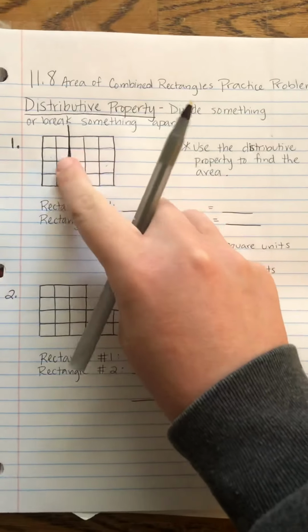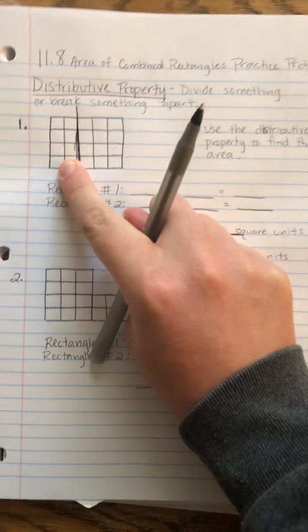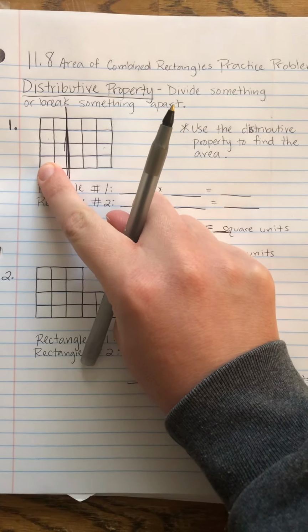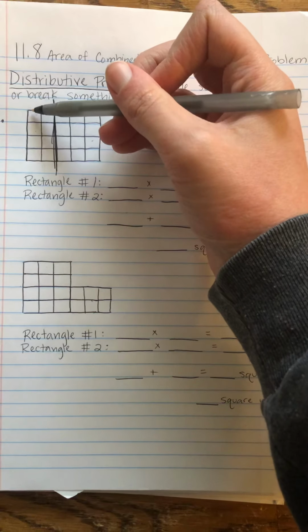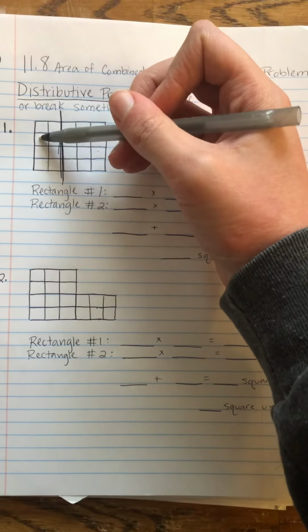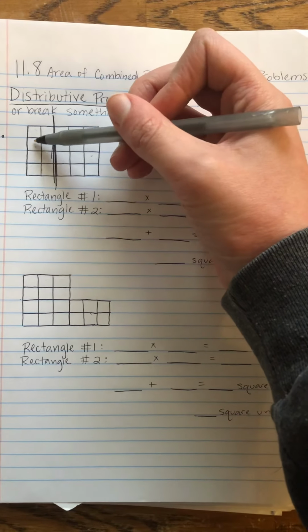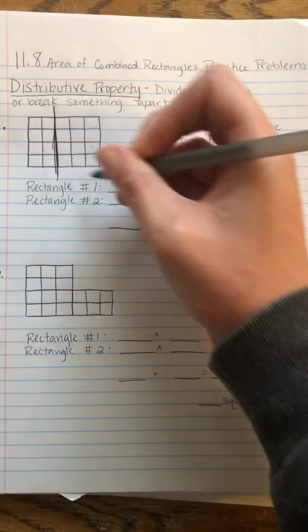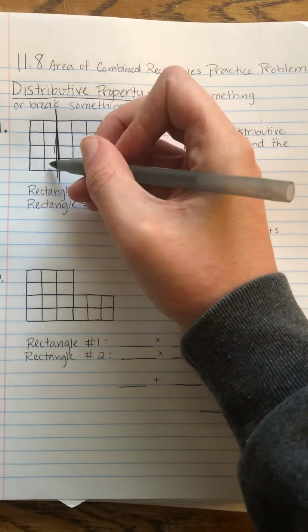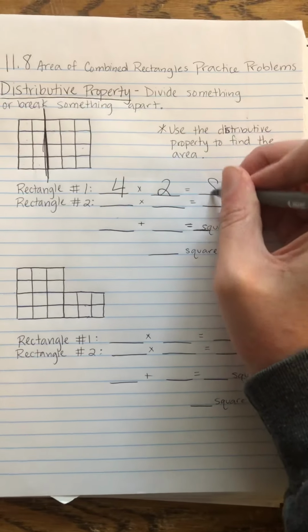So let's work with rectangle number 1 here. Now think back to when we talked about arrays earlier this school year. We did that with multiplication. Let's count how many squares we have going down and then how many going across. So down we have 1, 2, 3, 4. So rectangle number 1 is 4 times how many going across? 1, 2. 4 times 2, that equals 8.